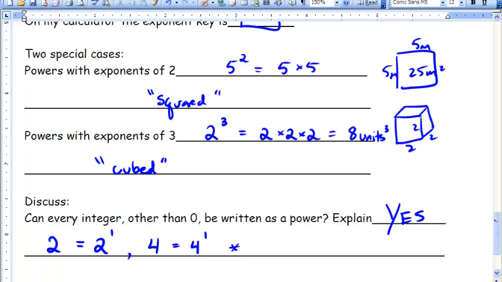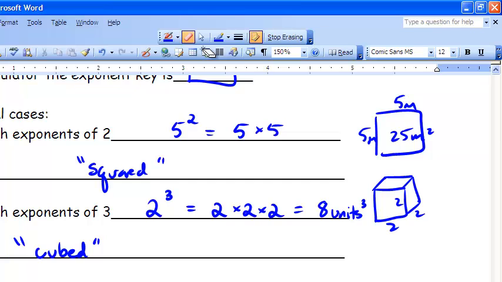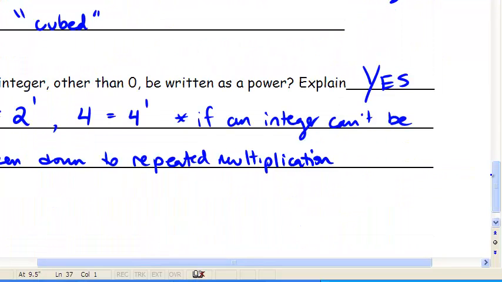So, if an integer can't be broken down to repeated multiplication, it can be written to an exponent of 1.